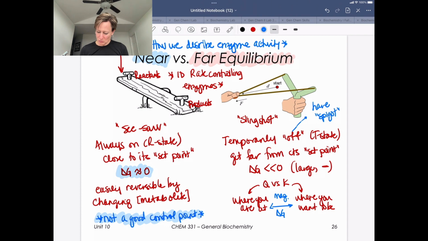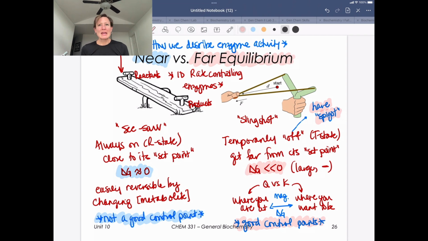Okay, so far from equilibrium reactions are good control points, and it's because we have the ability with these enzymes to turn them off. So again, the hallmarks of far from equilibrium reactions and enzymes is they have delta Gs that are large and negative. And as such, because we have that spigot, that faucet, we have the ability to turn them off. They are good control points. So again, having the ability to turn these off is what makes them good control points. Near equilibrium reactions and enzymes do not have the ability to be regulated in the same way.